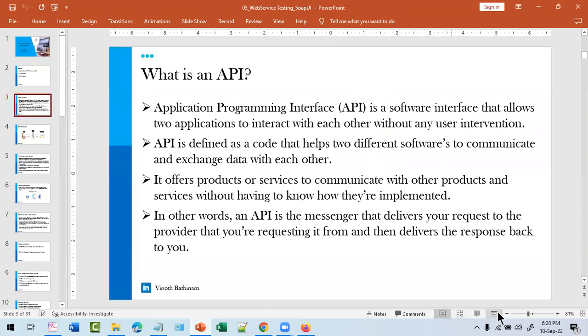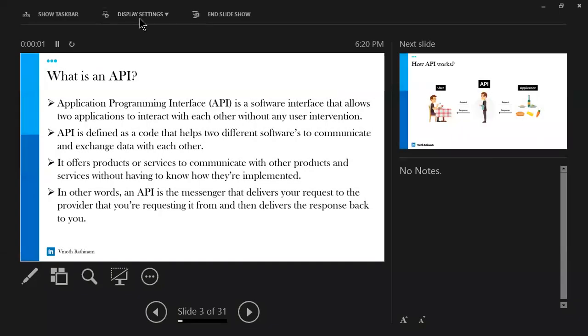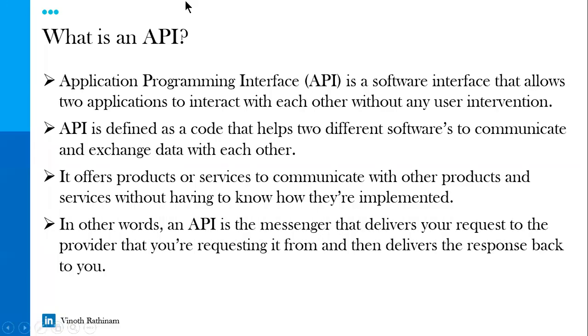So here come the definitions. What is an API? API is nothing but application programming interface. So that full form you must know. It's an interface. Interface means we have already completed those modules. Please go and watch the Java topic. Clearly, we have seen it. So, API is a software interface that allows two applications to interact with each other without any user intervention.